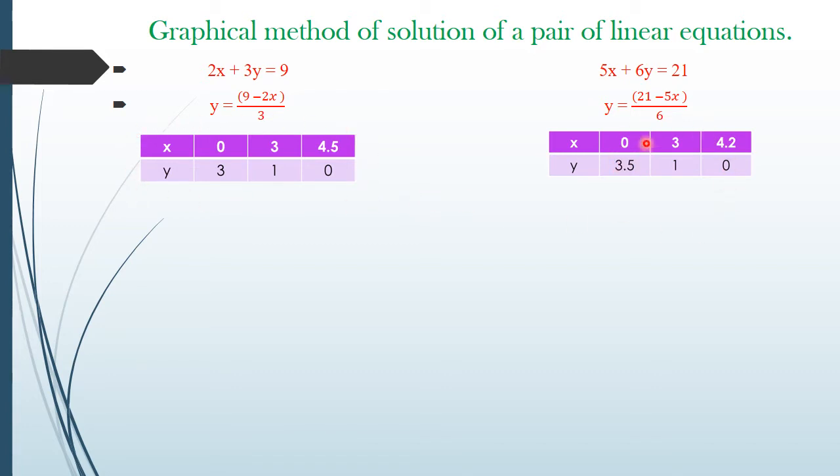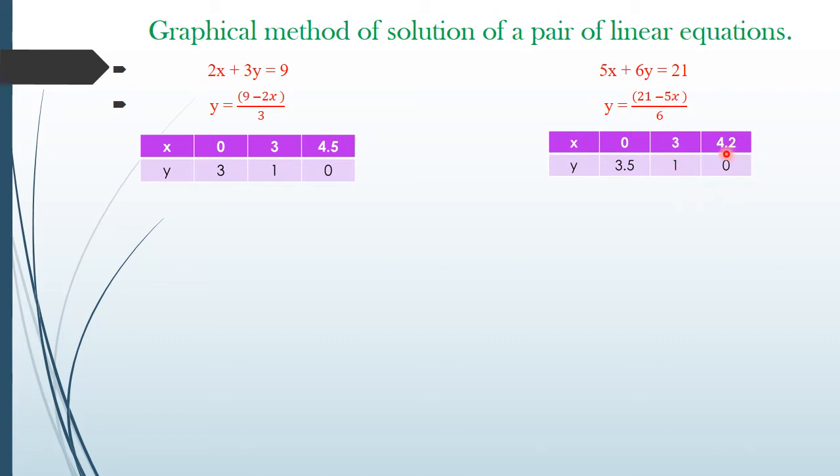Similarly, in this equation, again I will put first x is equal to 0. 5 into 0 is equal to 0. Then I get 21 by 6. When I solve this, I get answer as 3.5. That is y value. Secondly, I am going to put x equal to 3. When I put x equal to 3 in this equation, I will get 5 into 3 as 15. 21 minus 15 is going to be equal to 6. 6 by 6 is going to give me answer as 1. I am getting y value as 1 here.